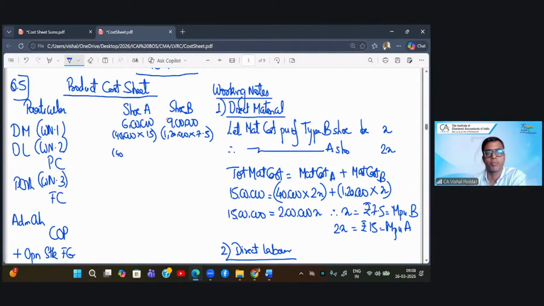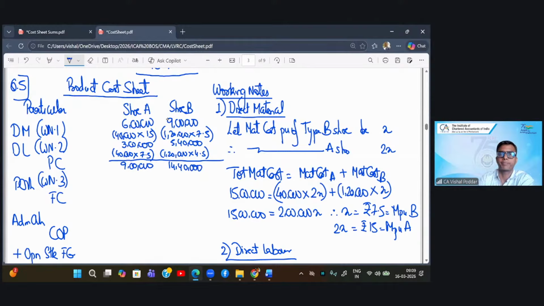The same working. Correct. This comes to 3 lakhs. Correct. And 480, 480, 540. What will be prime cost? Prime cost is 9 lakhs and 1440. Correct?